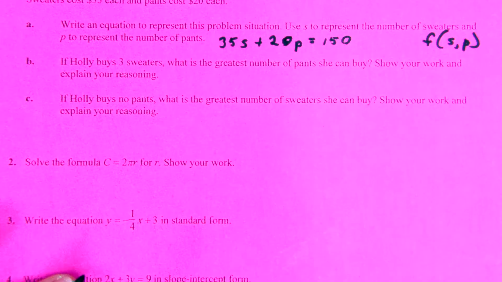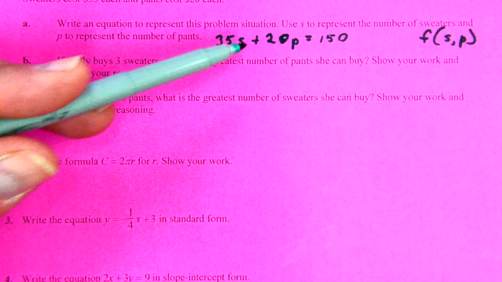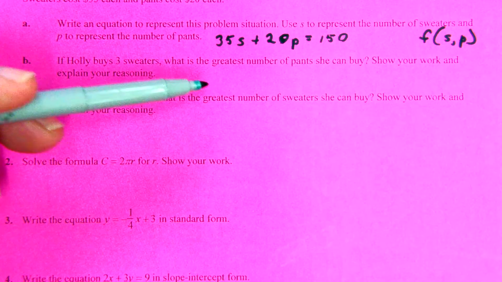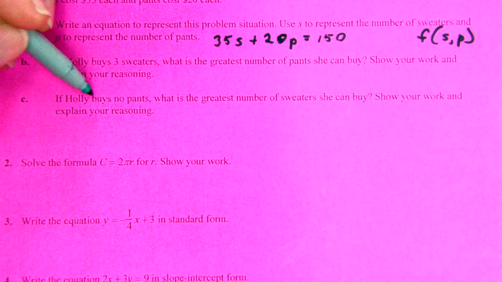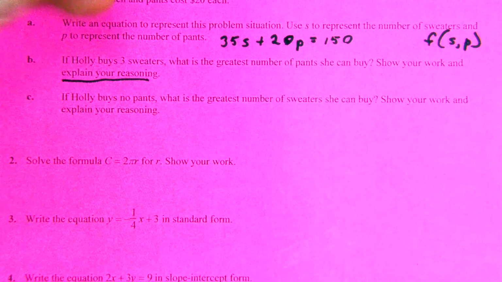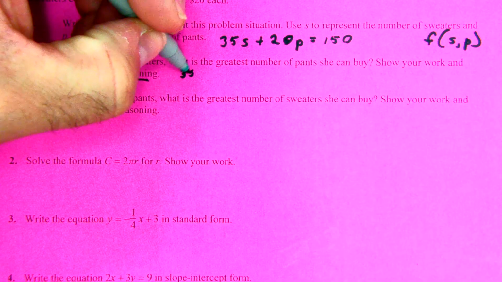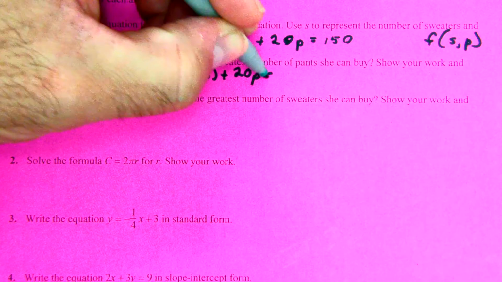Next, she buys 3 sweaters. So what you were supposed to do is put the 3 in for s, do the math, and then give me an answer. Most of you gave me an answer, but then you didn't do this second part, which was explain your reasoning. So you had to, 1, show your work, and 2, explain your reasoning. So showing your work would be 35, and you put 3 in here, plus 20p, equals 150.